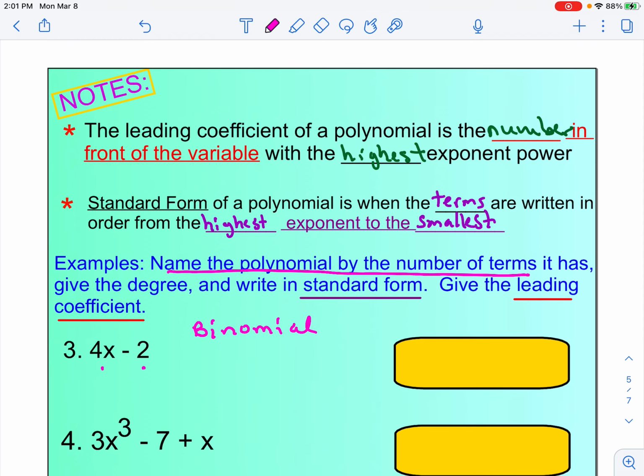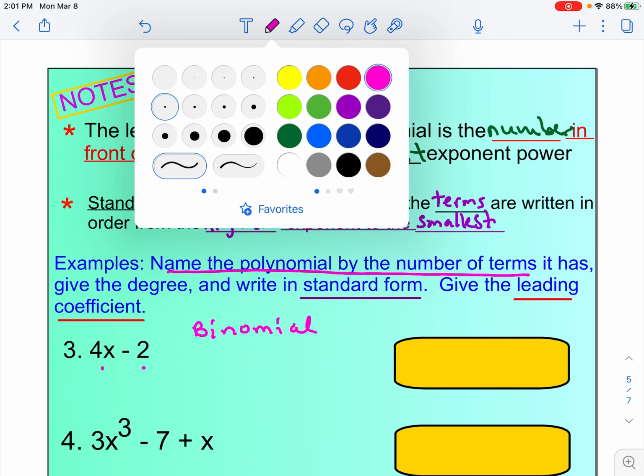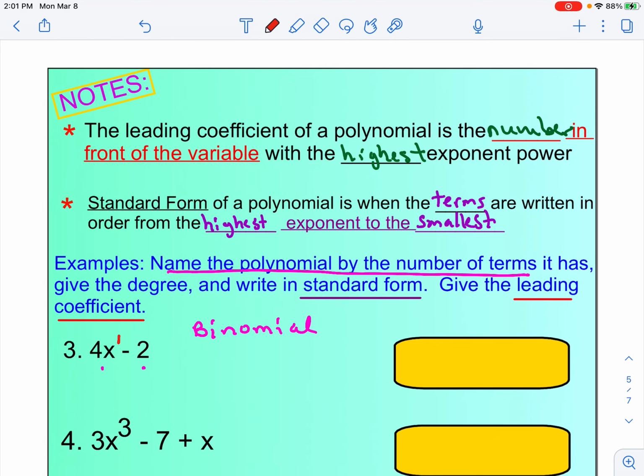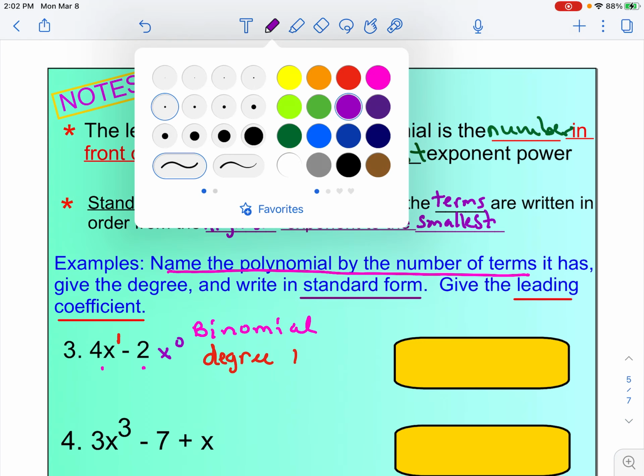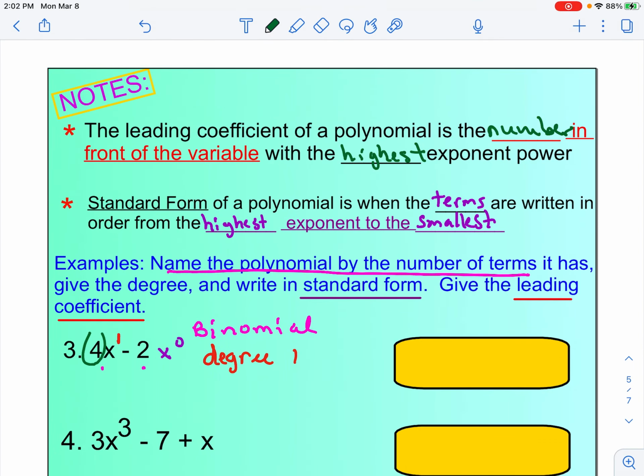Okay, we're going to give the degree. The degree is the highest exponent power. The exponent that you have here is 1, so this would be degree 1. In standard form, you have the highest exponent power to the smallest. This one is in standard form because you have x to the first, and this is really like having x to the 0. So the leading coefficient is the one that's in the lead. In this case, the leading coefficient is 4.